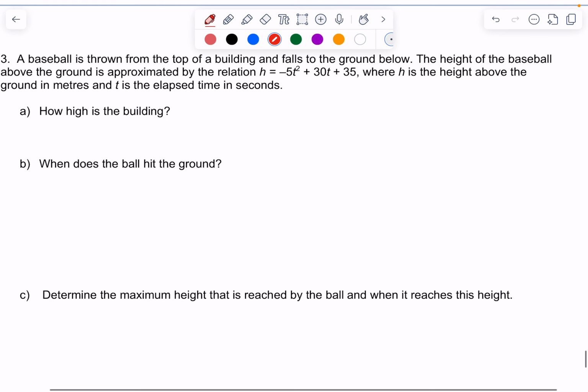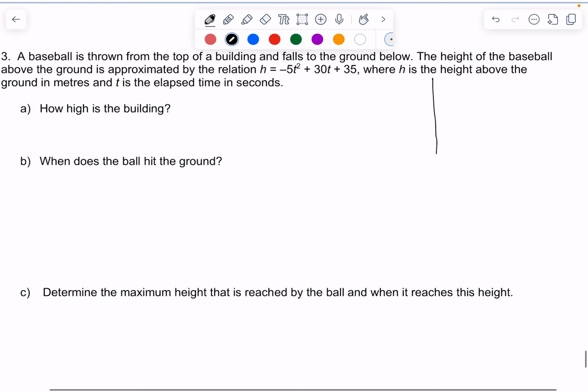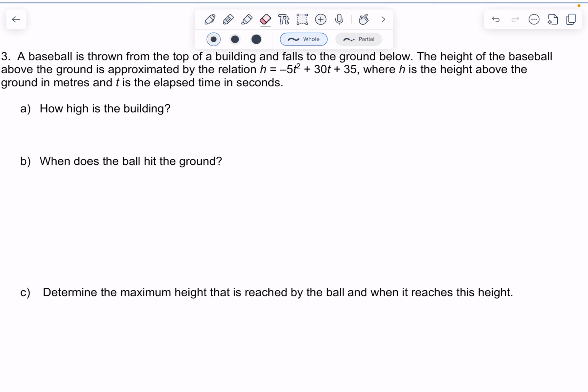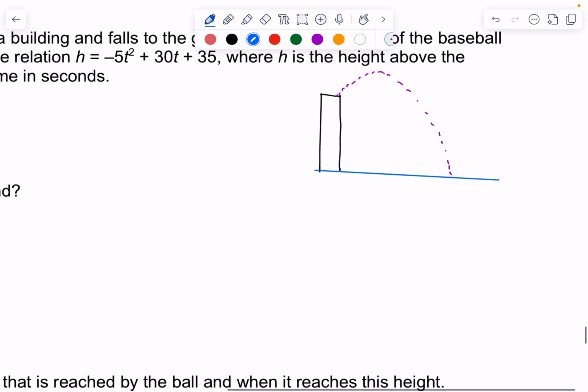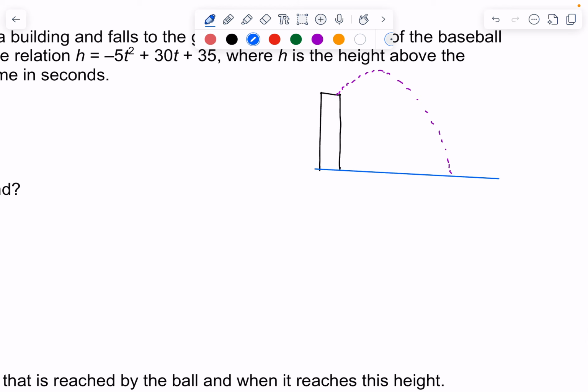Well, if you think about the context of this problem, you have a building. Let me draw it a little smaller, give myself some room. You have a building, right? You are throwing a ball off the building, and it is going to come down and hit the ground. So, how high is the building? Well, if this is my building, I want this distance right here. I want this height.